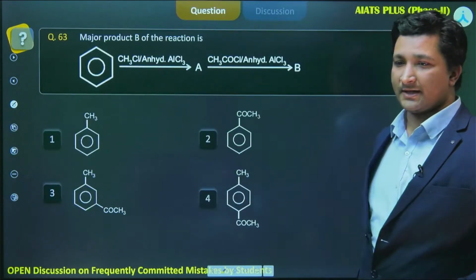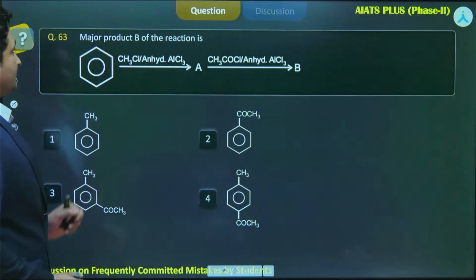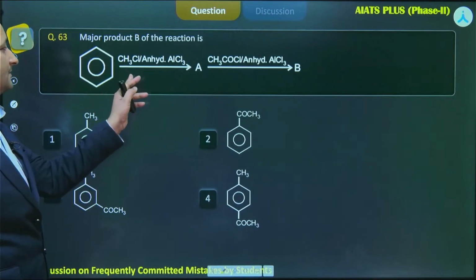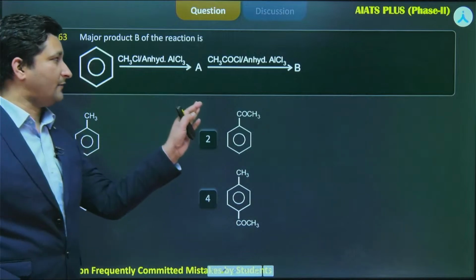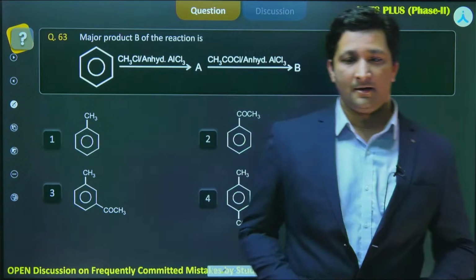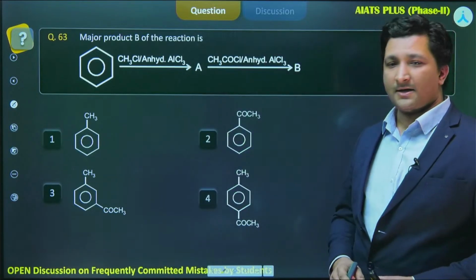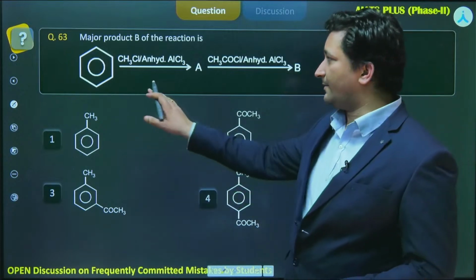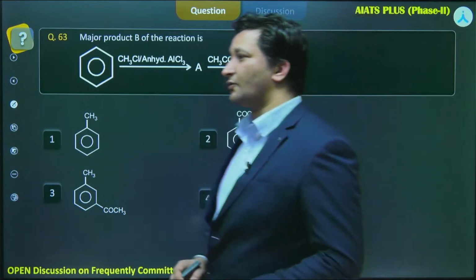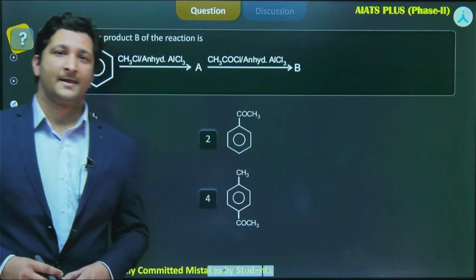So now let's come to the next question here. The question says: the major product B of the reaction, where benzene reacts with CH3Cl and anhydrous AlCl3 to form A, then CH3COCl and anhydrous AlCl3. Okay, very good Karunya, it has formed B. Now this is the aromatic compound benzene, and it is undergoing Friedel-Crafts alkylation and Friedel-Crafts acylation.